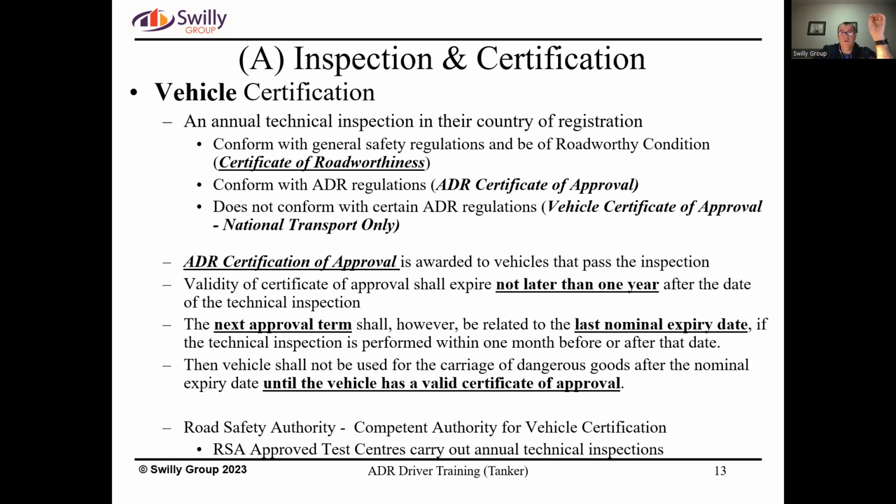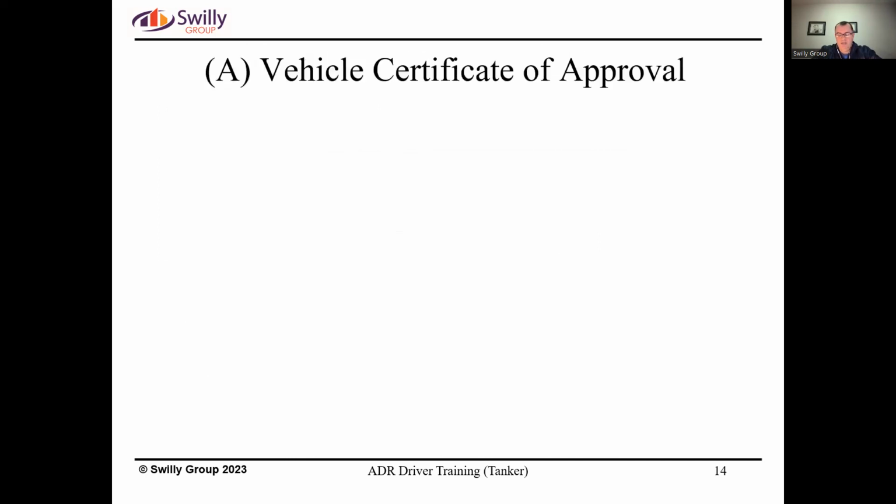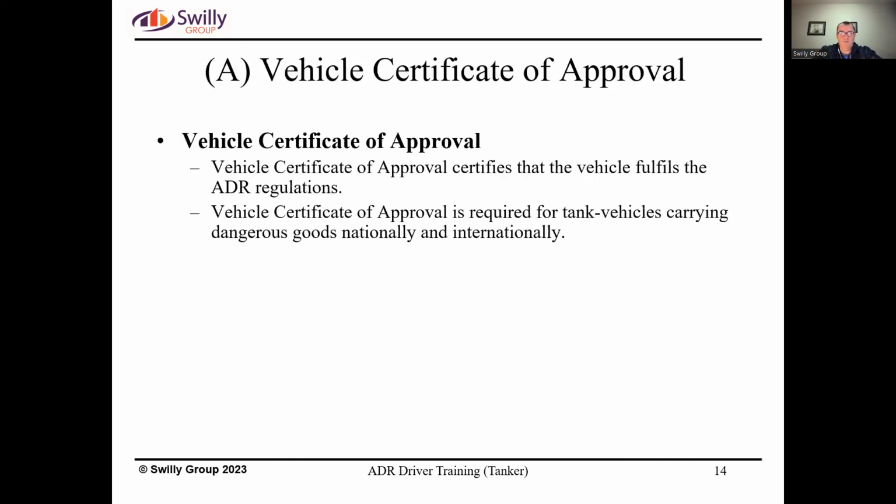Once the vehicles have passed inspection, the validity of the certificate of approval shall expire no later than 1 year. The next approval term shall, however, be related to the last nominal expiry date if the technical inspection is performed within 1 month before or after that date. That's straightforward enough, and it's outlined on page 9 of your book.